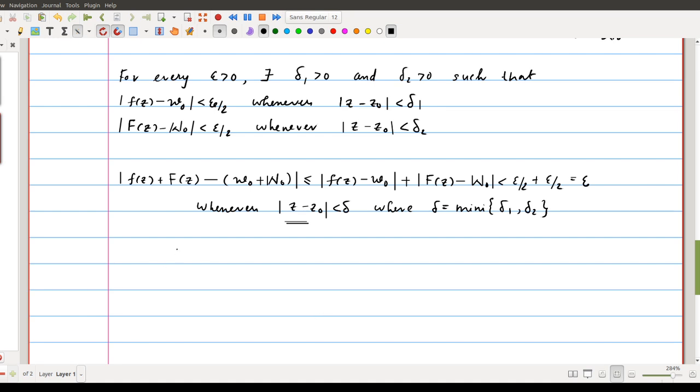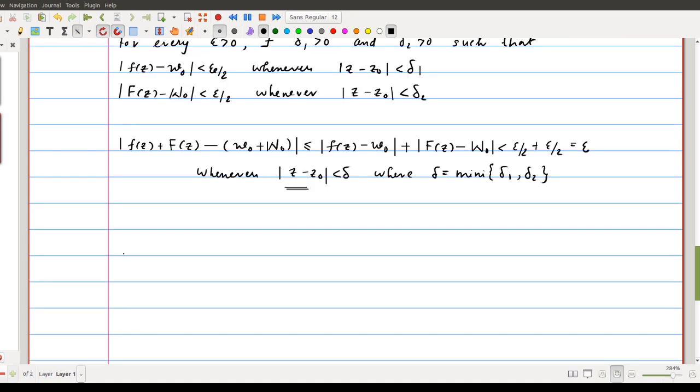Now we prove the product rule. The product rule states that small f(z) times capital F(z) tends to omega naught times w naught. We will prove that the difference will be less than epsilon whenever modulus z minus z naught is less than some delta. So this is what you have to prove next.